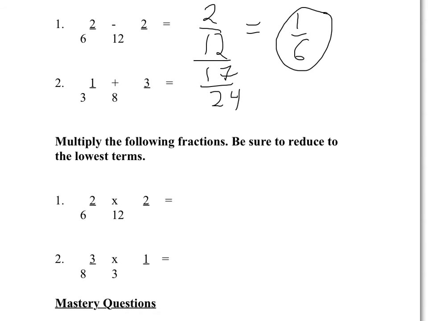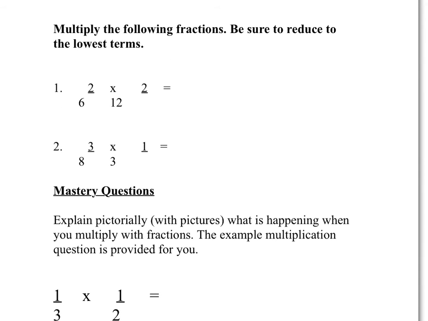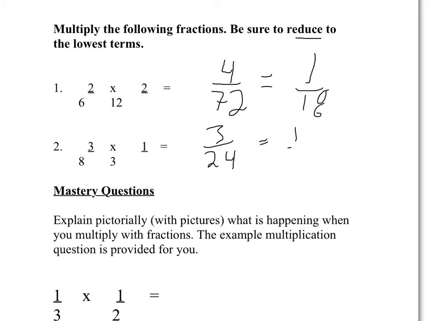Okay, going on to the multiplication part. Alright, again, I am asking you to reduce these at the end. Okay, so this answer becomes 4/72, which can be reduced into 1/18. Alright, the second one is 3/24, which can be reduced into 1/8. Again, remember, you must have this answer at the end. That's the reduced to lowest terms.